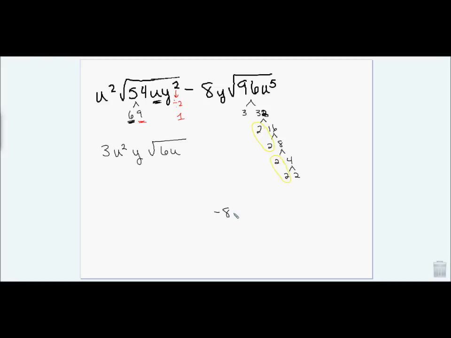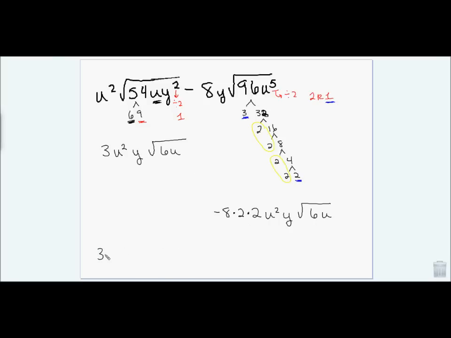So I have negative 8. Those are already there. The 2 2's that I can pull out. I have this u with an exponent of 5, so I'll divide that by 2, and I'll get 2 with a remainder of 1. So I can pull out 2 u's. There's a y already there. And what gets left behind is this 2, this 3, and that 1u. So 2 times 3 is 6u.